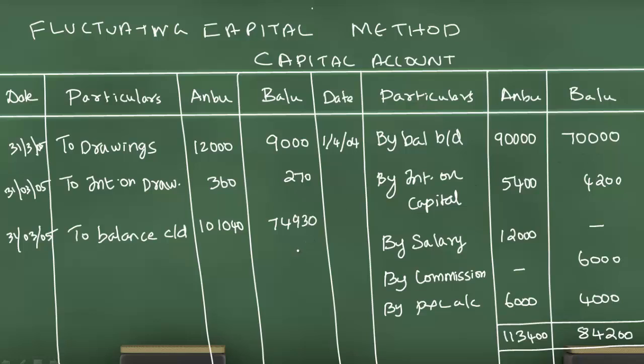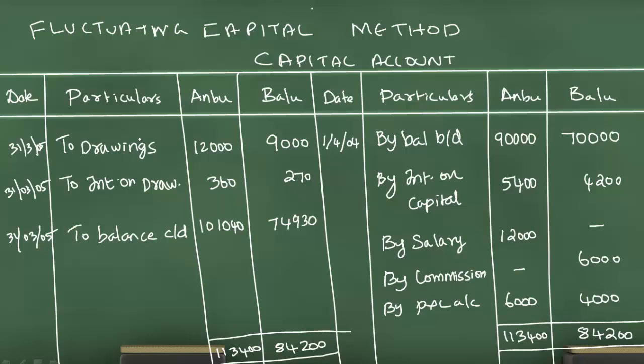So the capital has become fluctuating because of adjustments of these items on the debit and credit. This is the effect of the fluctuating capital method, where the capital will not remain intact, it will keep on changing due to various adjustments. So we have now understood how to prepare the capital account under fluctuating capital method.